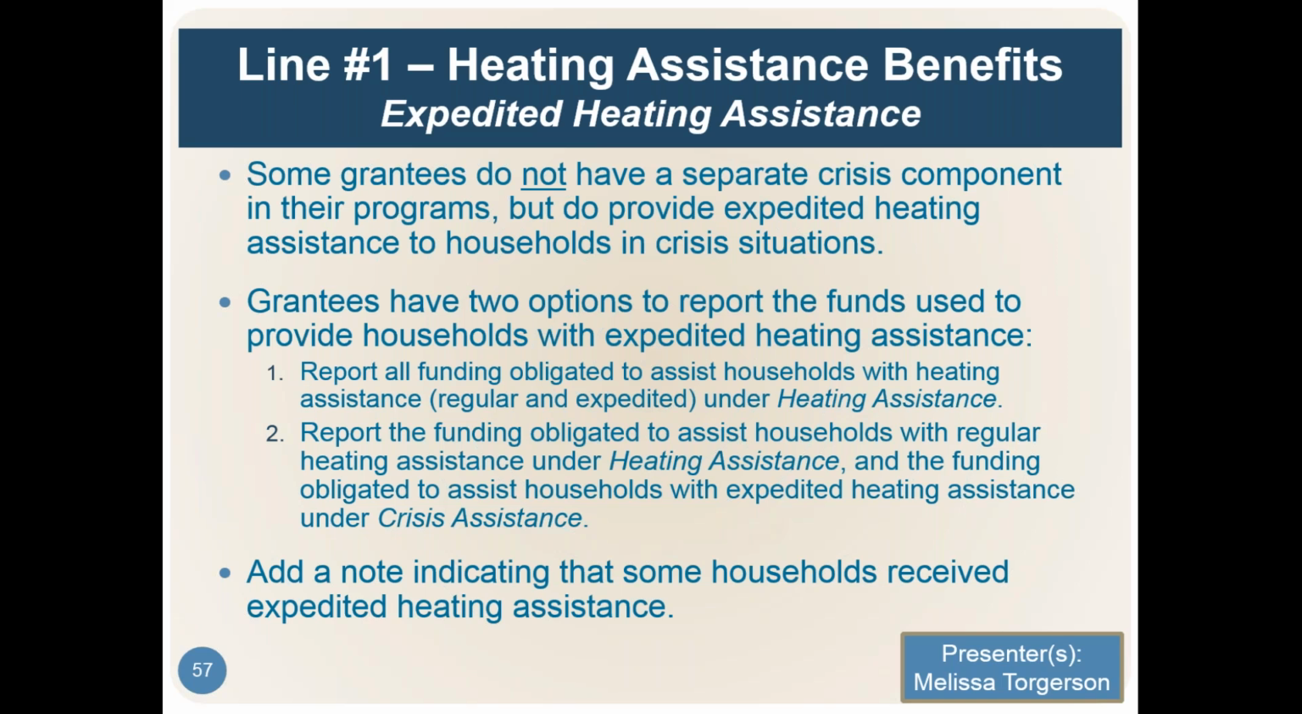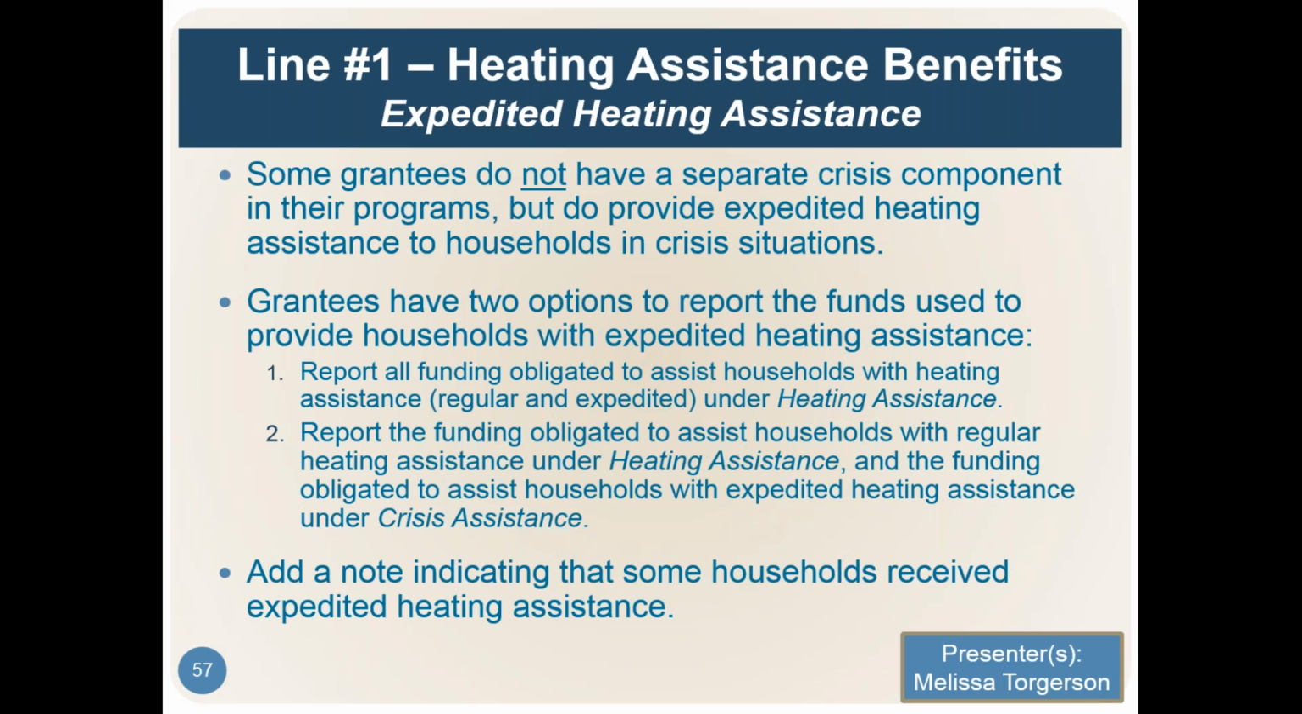You can report all funding obligated to assist households with heating assistance, both regular and expedited, under heating assistance, or you can report funding obligated to assist households with regular heating assistance under heating, and the funding obligated to assist households with expedited under crisis. If you are going to include them all in heating, you need to add a note indicating that some households received expedited heating assistance, so that we can say that you actually did provide crisis.